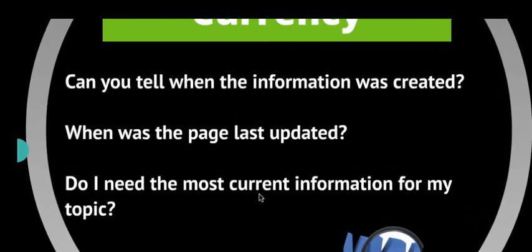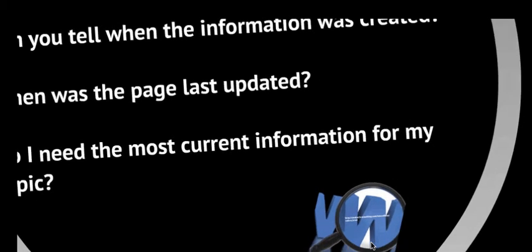Can you tell when the information was created? When was the page last updated? And do I need the most current information for the topic that I'm looking for? There's no hard and fast rule as far as how current the information needs to be. Your topic may determine that. If you're looking at a current issue, you're going to want something like more of a news site that's updated frequently. If you're looking for something in history, it may not matter if it's a few months or even a few years old. Next, we're going to look at a site and decide about the currency.